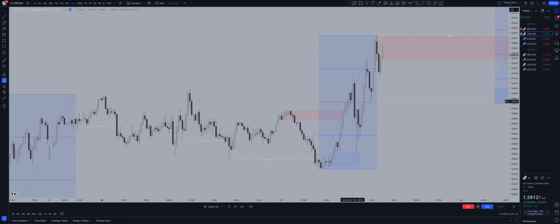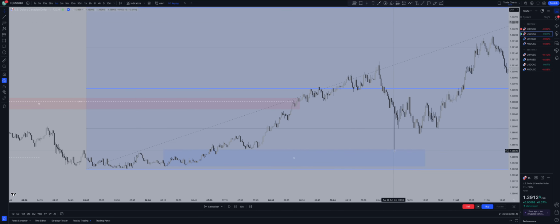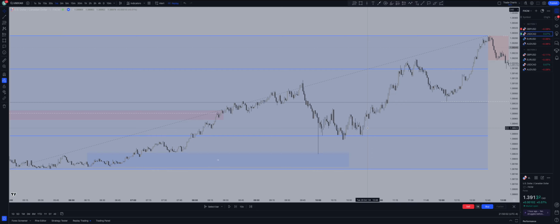Next up, I had a break to the upside. Price came in, tapped into our 15-minute refinement. You wouldn't have entered in anything with this wick right here. So moving on.